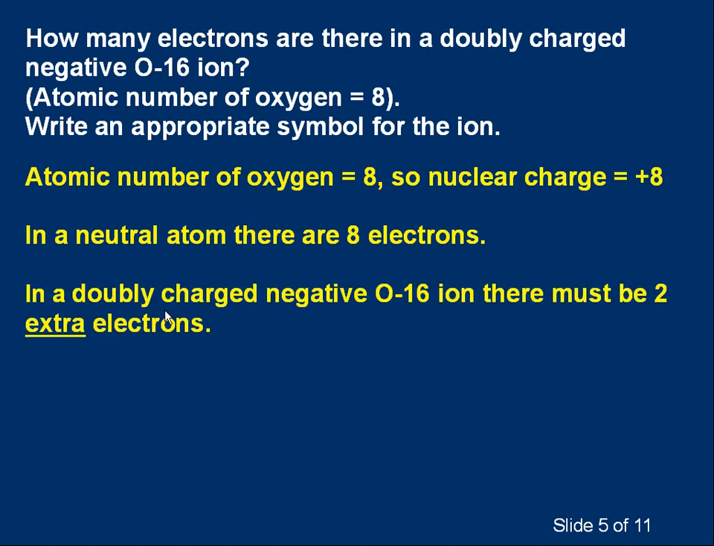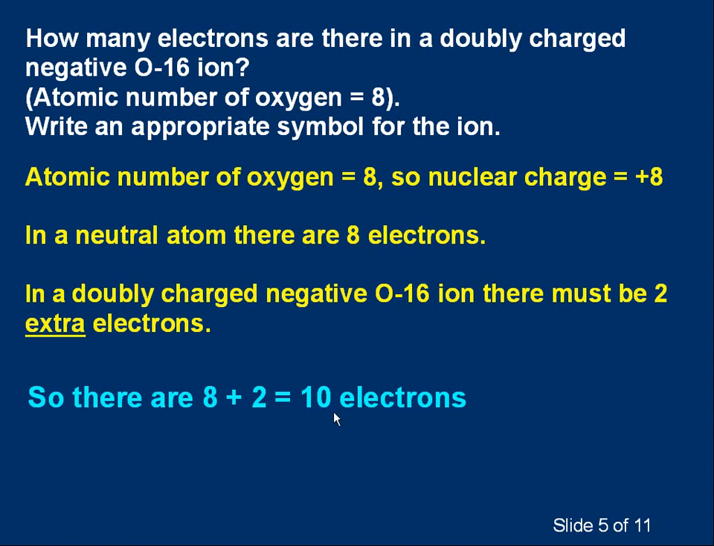But we've got a doubly charged negative oxygen 16 ion. What's happened to make it doubly charged? Well, someone's added 2 extra electrons. That's the way an atom can become negatively charged, by adding electrons. And if it's doubly charged, there are 2 relative units of charge added, and there must be 2 electrons that have been added. So that means our neutral atom had 8 electrons. Because it's now doubly charged and negative, we must have added 2, so in total there are 10 electrons. That's the answer.